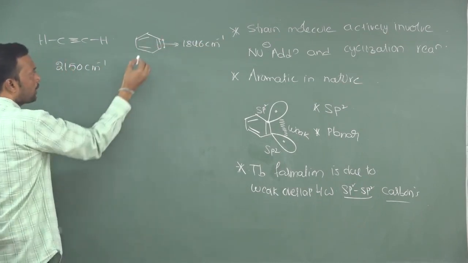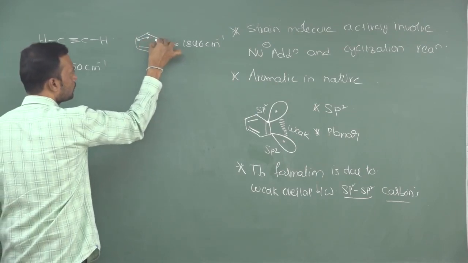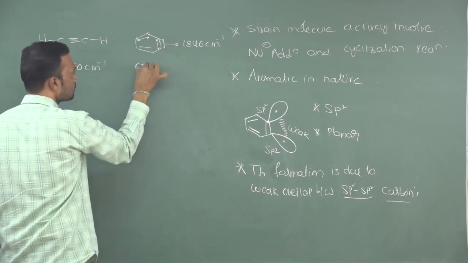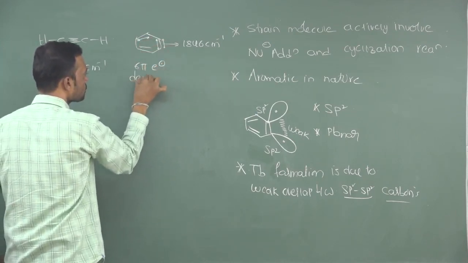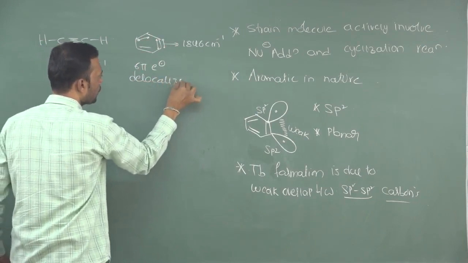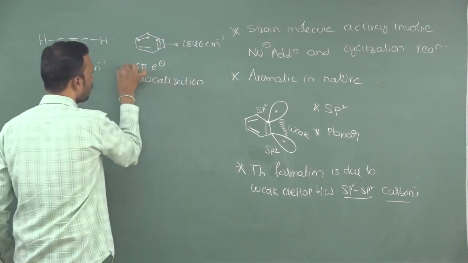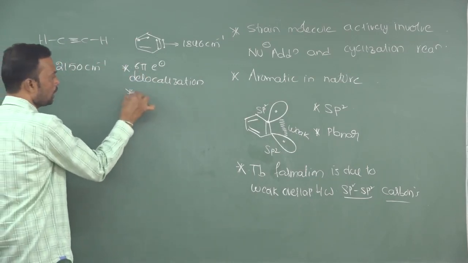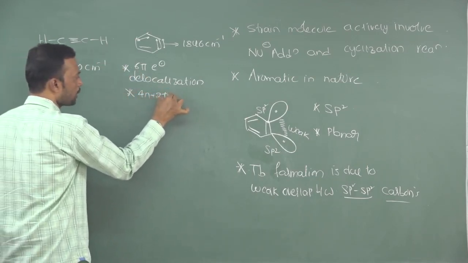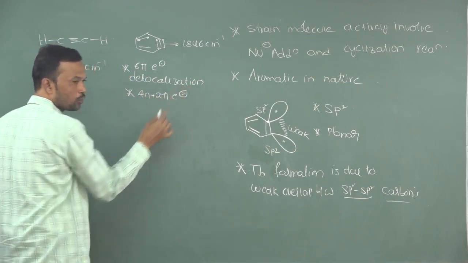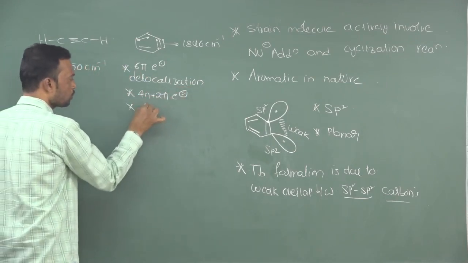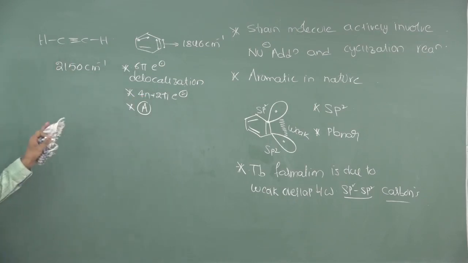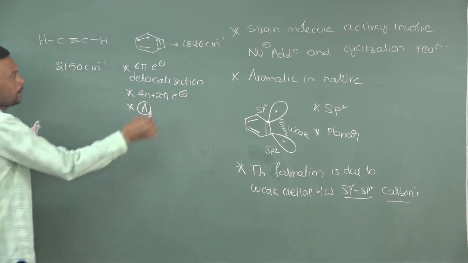Okay. And how many pi electrons are delocalizing in this skeleton? Benzyne has 6 pi electron delocalization. Only 6 pi electrons are delocalizing, not 8 pi electrons. 6 pi electrons are delocalizing, and this molecule follows the 4n plus 2 pi electron rule. If they follow the 4n plus 2 pi electron rule, it is found to be aromatic in nature. So when benzyne is given, say it is aromatic.